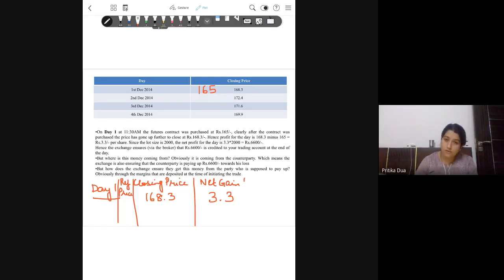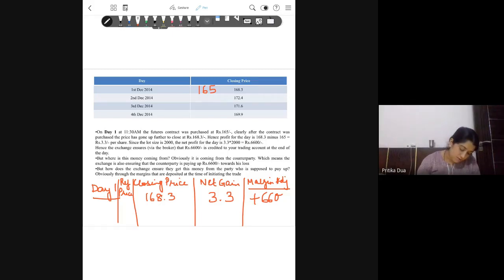At the end of the day, your margin adjustment will be by 6600 rupees. Your account will be credited by rupees 6600. So this adjustment takes place in your account on the first day of the contract. Now, on the second day of the contract, again there is an increase in the price, but now you do not compare the second day's price with the purchase price. You are comparing it with the previous day's closing price.